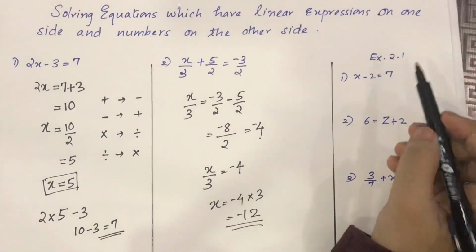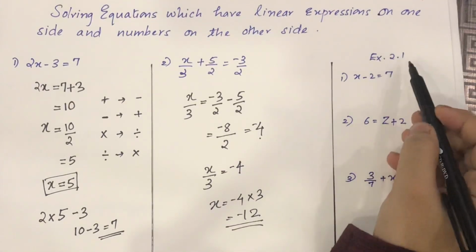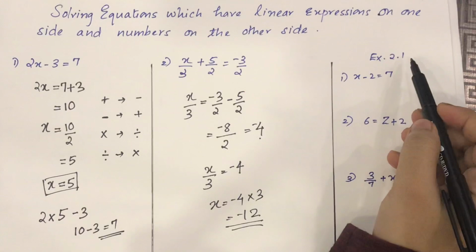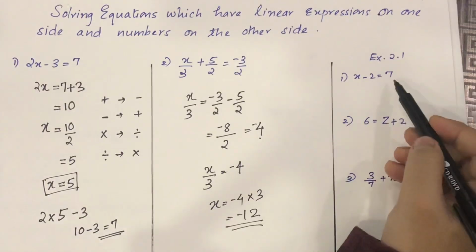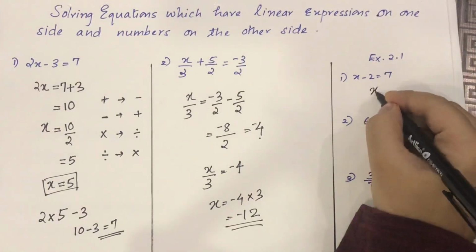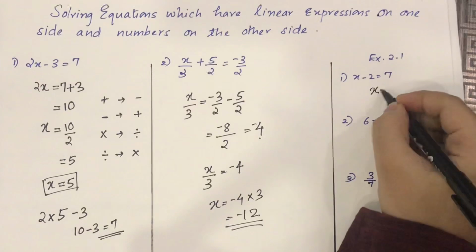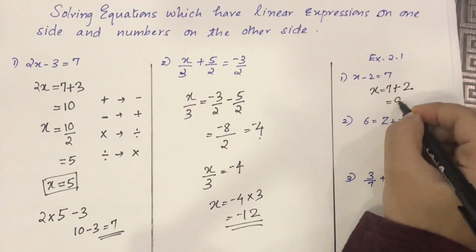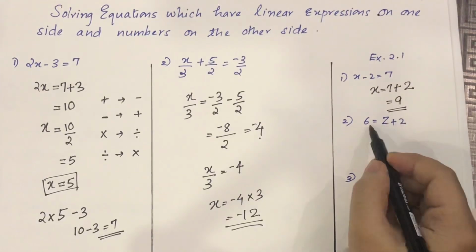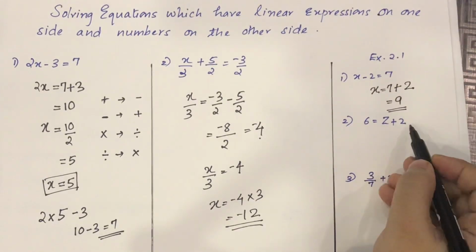Now let's do the exercise questions. Exercise 2.1. I won't be covering all the questions in your exercise, but I will cover most of them. So you can do the rest. First question. x minus 2 is equal to 7. So x minus 2 means when you take it to the other side, it becomes plus 2, which is equal to 9. Now 6 is equal to z plus 2.